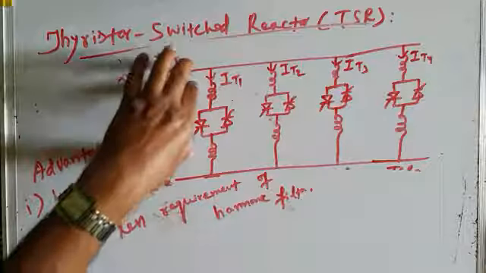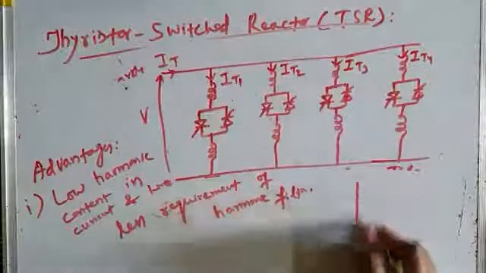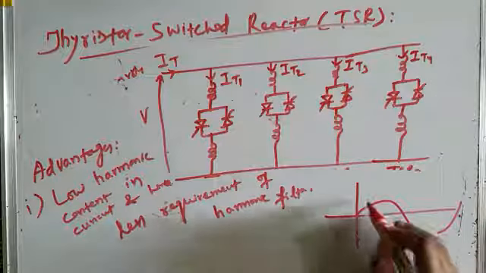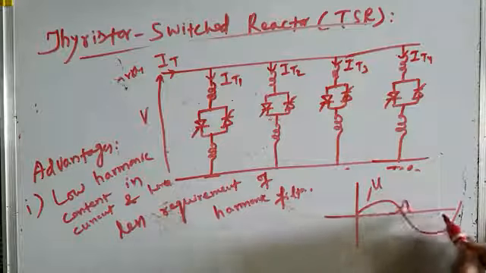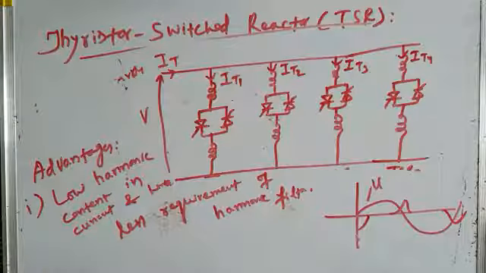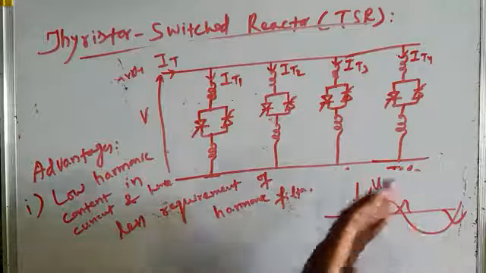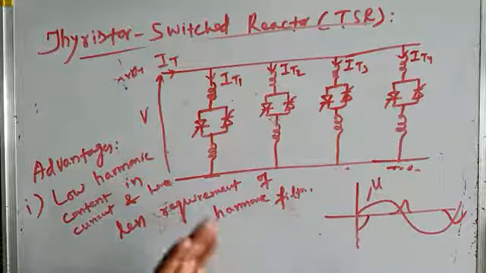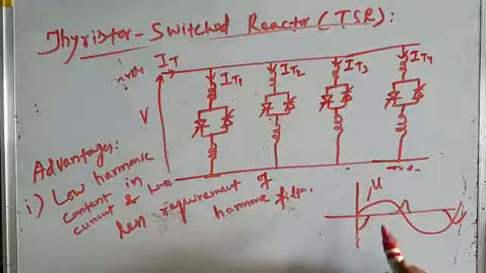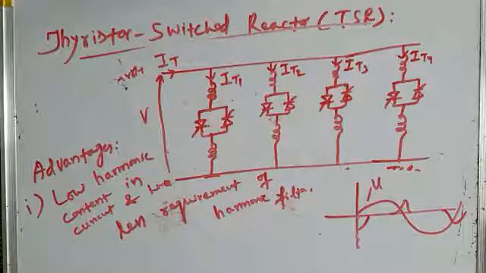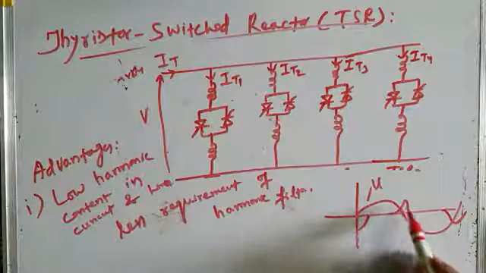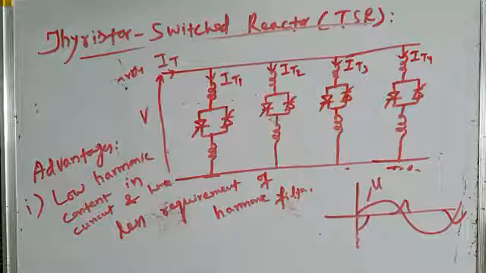If I am using TCR alone, I am not using TSR, then you already know my current could have been, see, if this is the voltage, current could have been something like this, highly distorted. And in that case, you already know we have lower order harmonics which have to be arrested, which have to be eliminated, and I need single tuned filters and some high pass filter which are very bulky and costly for suppressing the harmonics, because the current drawn by TCR is highly distorted, it is discontinuous and distorted.